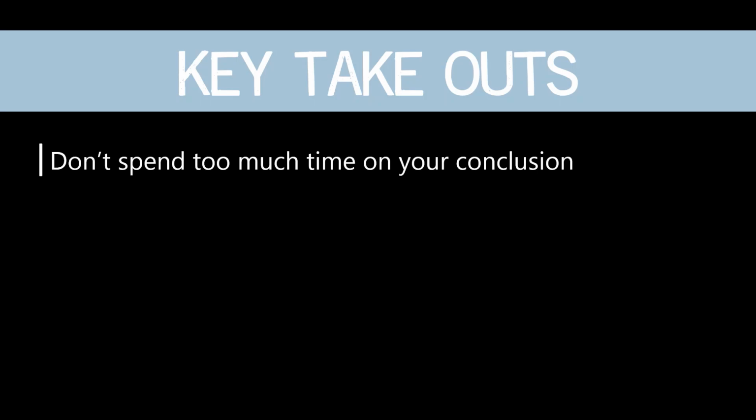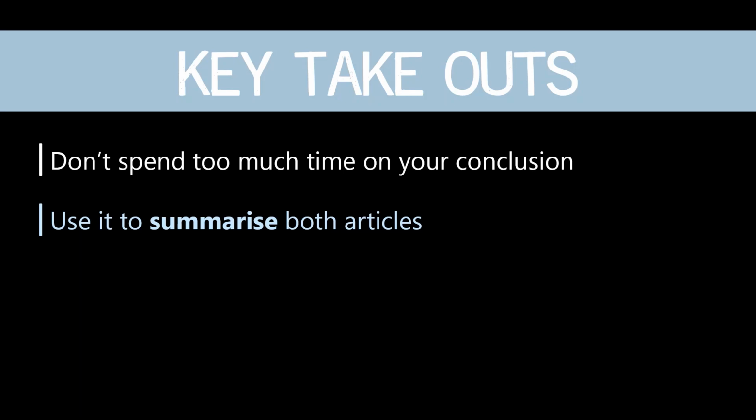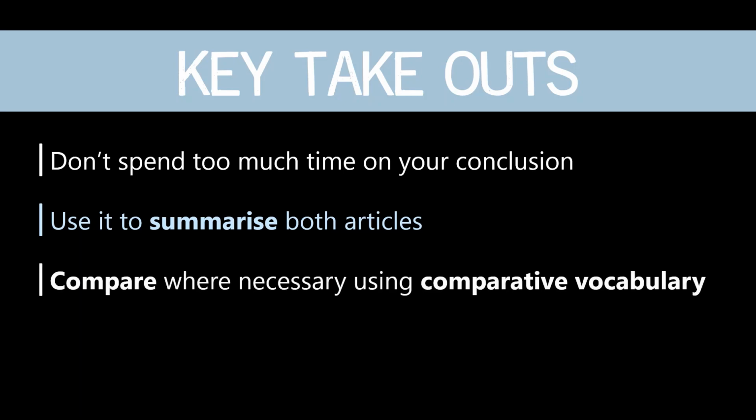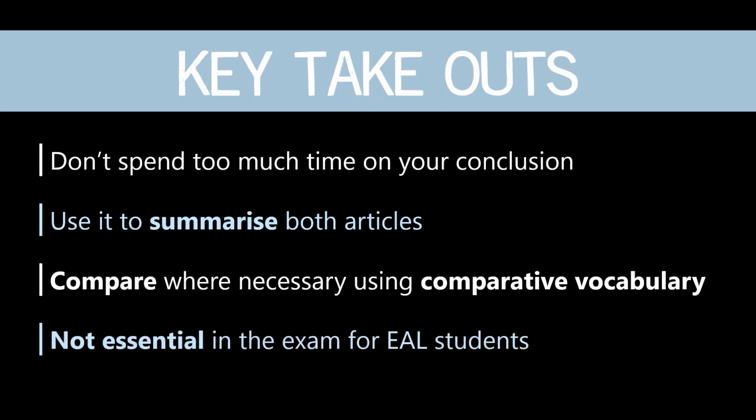So, what are the key takeouts from today's lesson? Well, the first thing I would suggest is not to spend too much time on your conclusion. My second tip is to use it to summarize both articles. In addition to that, you should look to compare where necessary and use that comparative vocabulary. We've been through connectives before. These should well and truly be in your analysing argument toolkit. And the last one is the fact that it is not essential in the exam for EAL students.